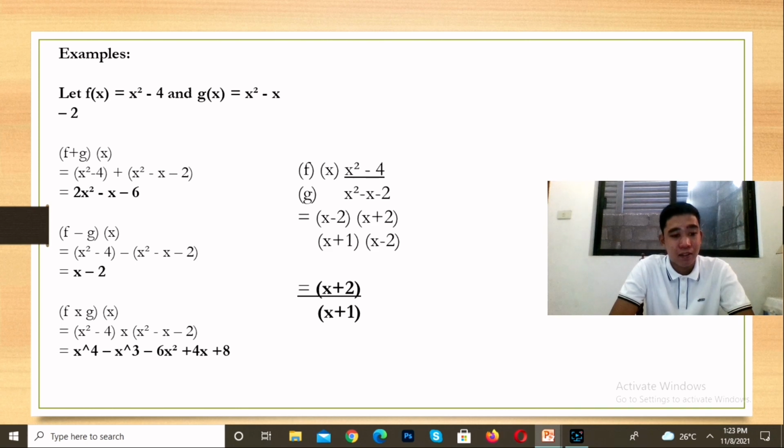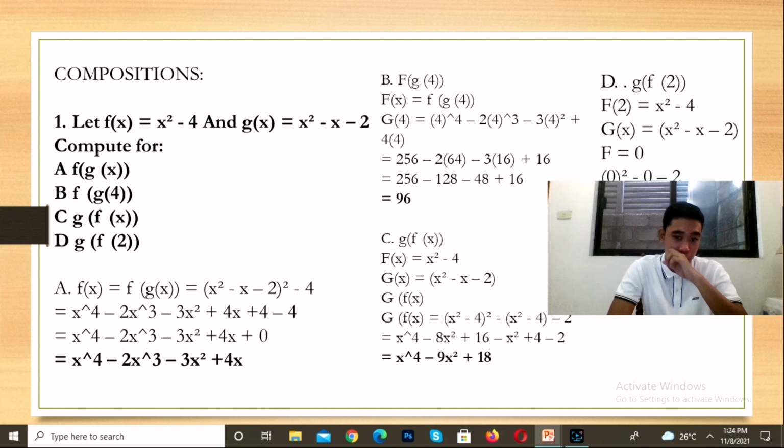And then the product, f times g of x. x squared minus 4 times x squared minus x minus 2. So, the answer is x raised to 4 minus x cubed minus 6x squared plus 4x plus 8. And next is the quotient rule, f of x over g of x, x squared minus 4 over x squared minus x minus 2. So the answer is x minus 2, close and open, x plus 2, and then over x plus 1 and x minus 2. Pares merong x minus 2, so cancel na yung nasa taas and nasa baba. Kaya ang magiging final answer ay x plus 2 over x plus 1.